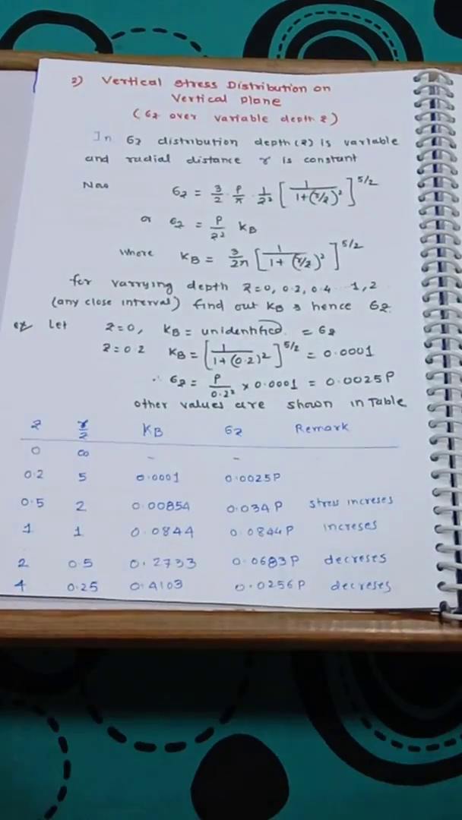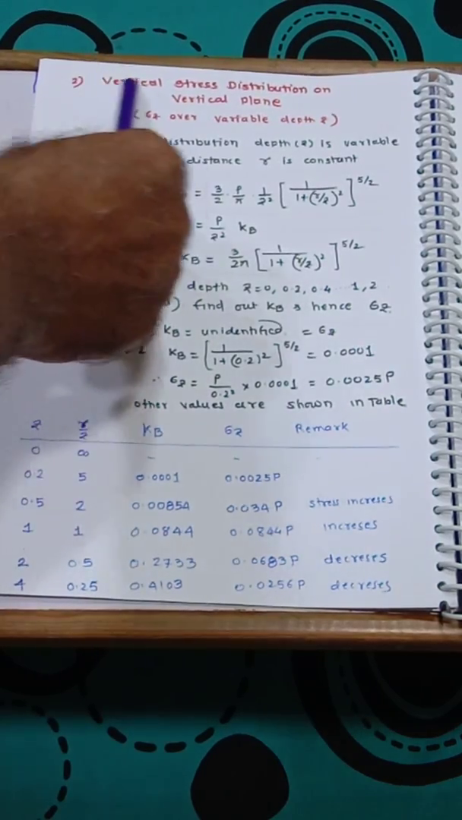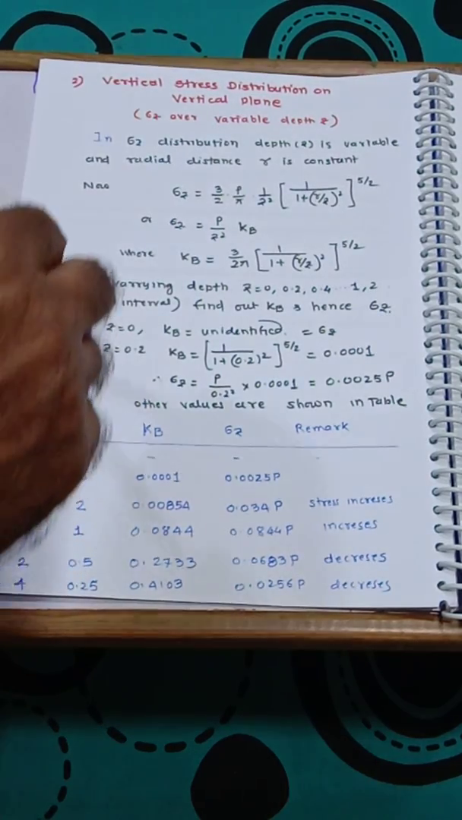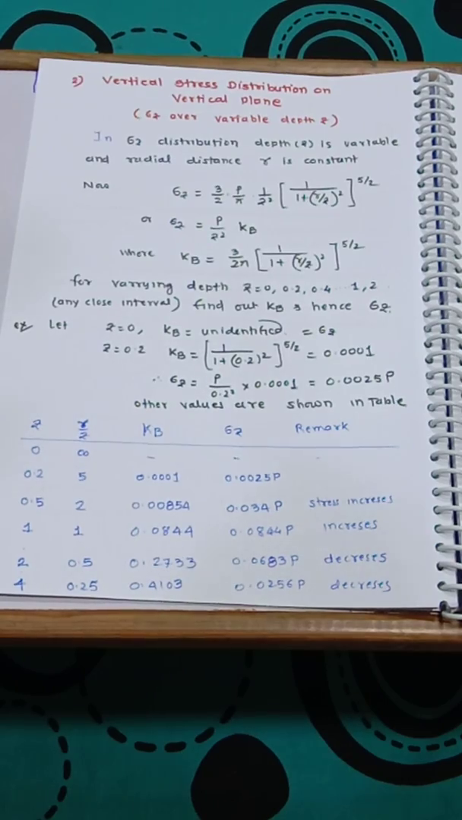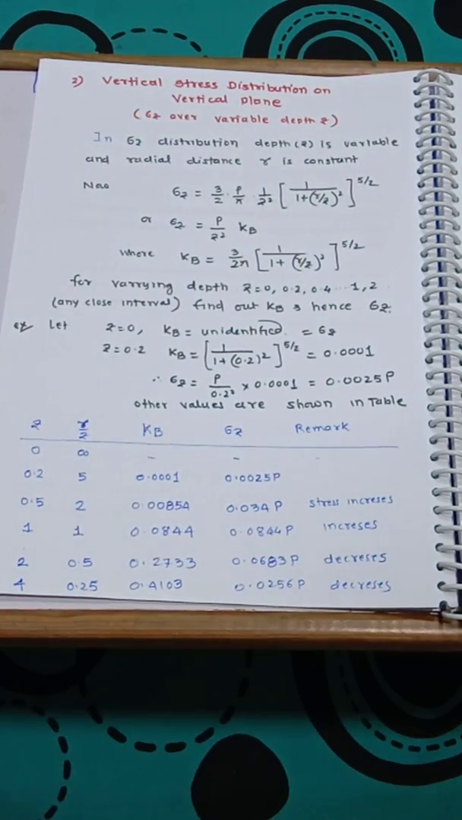Now we'll move to the second part. There are 3 parts we are covering for a point load. First was horizontal distribution, and now we are going for vertical stress distribution on a vertical plane. What is the meaning here? Earlier z was constant; now z is a variable and r is a constant. So how is the same sigma z distributed when the r value is fixed and z is variable?